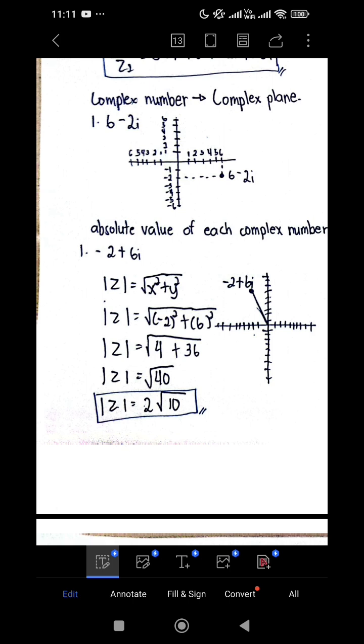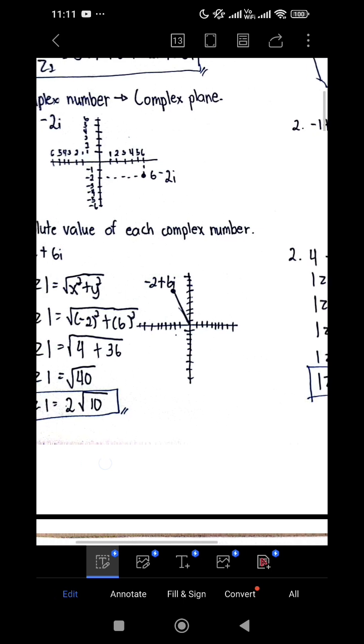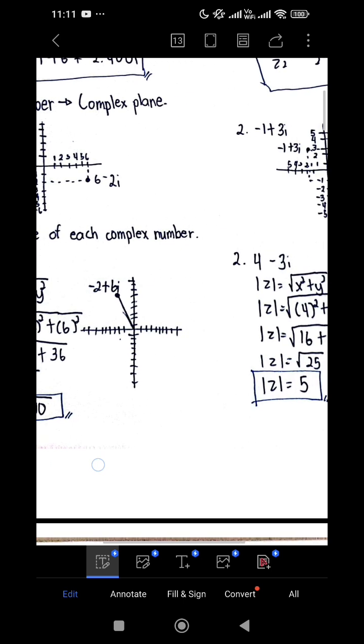Then we just do the math. 4 plus 36 is 40. Then in lowest terms, the final answer will be |z| equals 2 square root of 10. Then this is the complex plane.